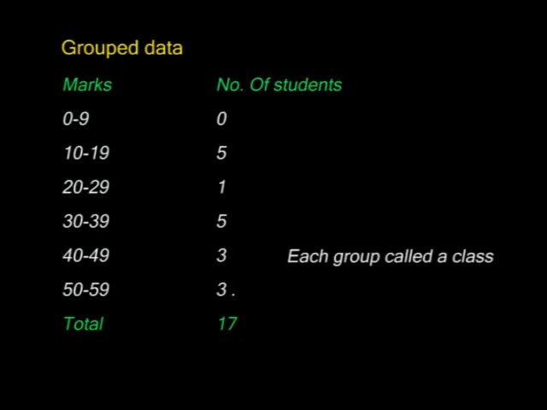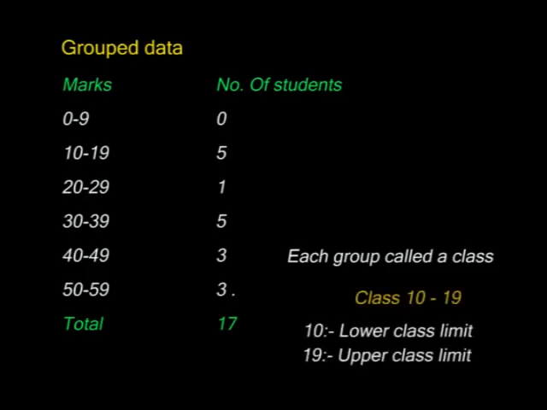The values 0, 9, 10, 19, 20, 29, and so on are called class limits for the respective classes. For example, in the class 10 to 19, 10 is called the lower class limit and 19 is the upper class limit. Grouping of data makes it easy to deal with large amounts of data. All you need to do is choose a class size. You need to choose a convenient number of classes depending on the amount of data that you have.